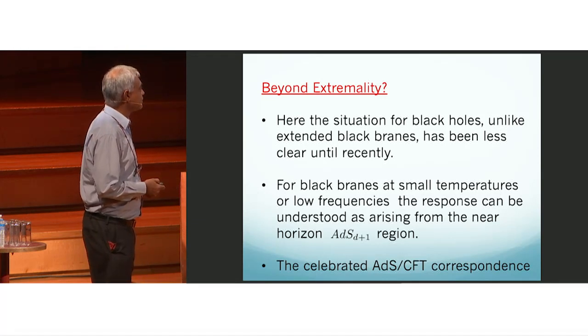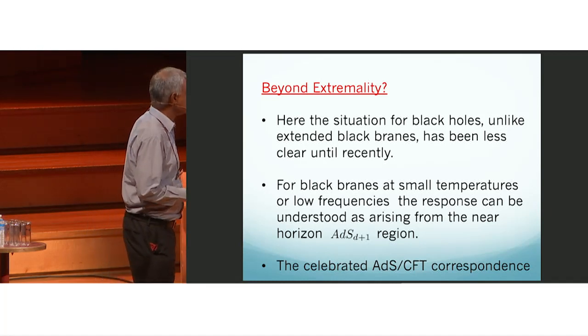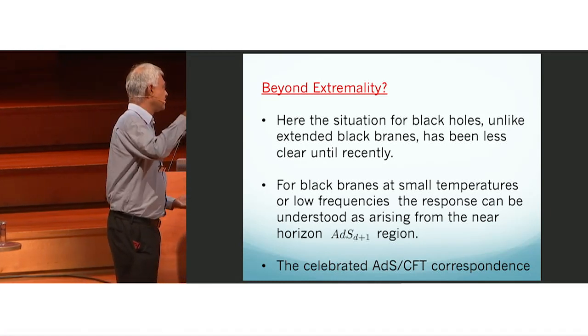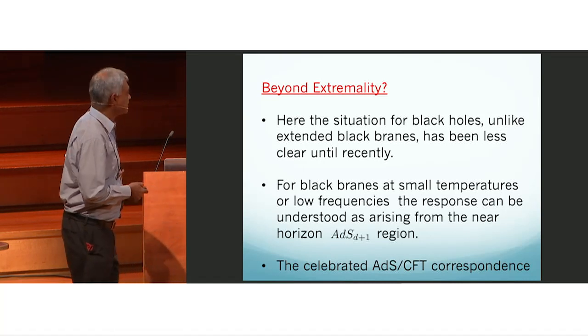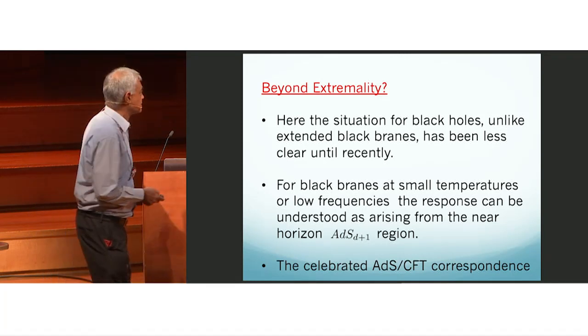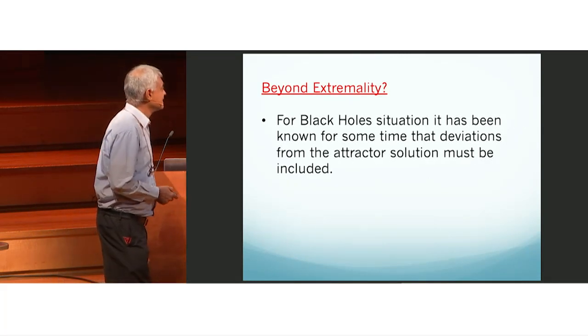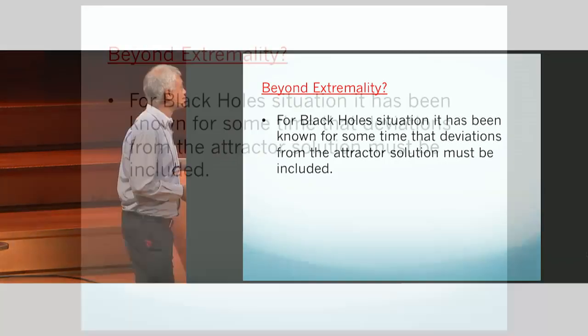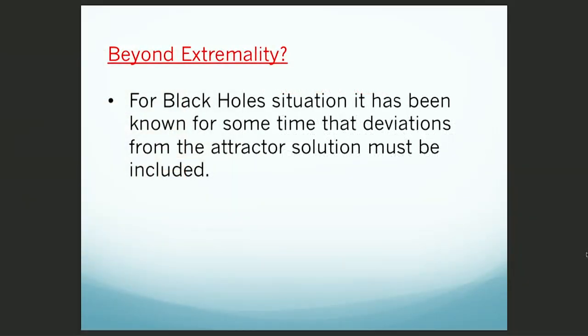For black branes, of course, we know at small temperatures or low frequencies, the response can be understood as arising from the near horizon higher dimensional AdS region, AdS3 or higher, and this, of course, gives rise to the celebrated AdS-CFT correspondence. But for black holes, the situation has not been as well understood. It has been known for some time that some deviations from the attractor solution must be included when we include non-extremality or throw in some probes carrying energy, but exactly how to do that has not been very clear.